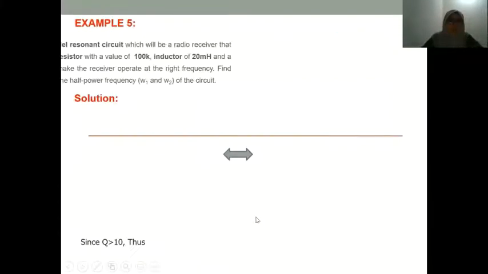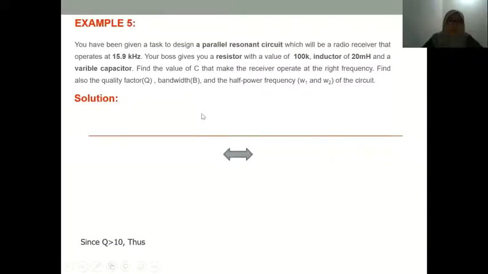All right, so we go to this example 5. You have been given a task to design a parallel resonance circuit, which will be a radio receiver that operates at 50.9 kilohertz. Your boss gives you a resistor with a value of 100k, an inductor of 20 millihenry, and a variable capacitor. Find the value of the capacitor that makes the receiver operate at the right frequency. Find also the quality factor, bandwidth, and the half power frequencies omega 1 and omega 2 of the circuit.